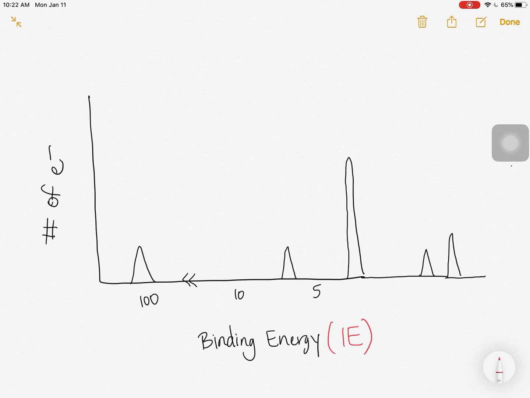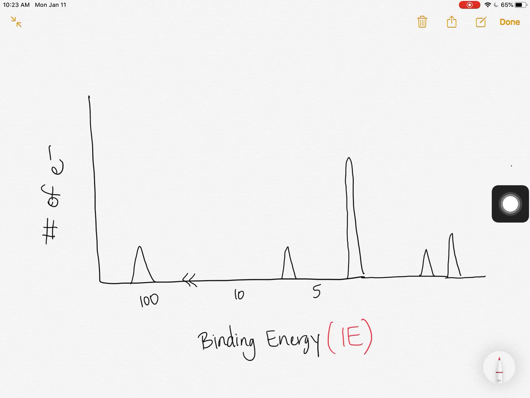Okay, and then the third thing that you'll notice is that the x-axis seems to be reversed. Look at it. It starts at a binding energy of 100 and it gets smaller, right? Isn't that not normal? Isn't most of the time zero over here and the x-axis increases? So this is a little bit different. Most PES graphs look like this.